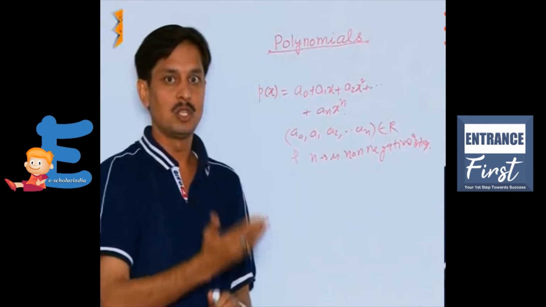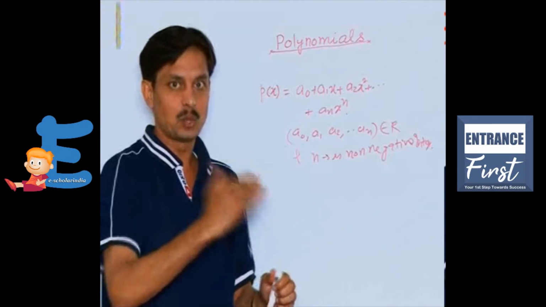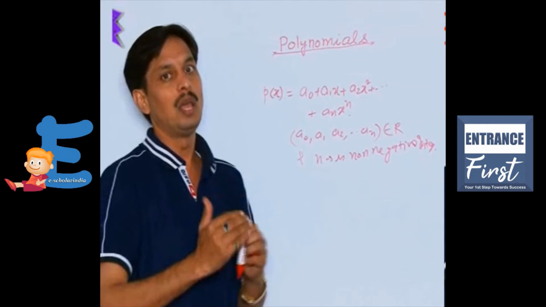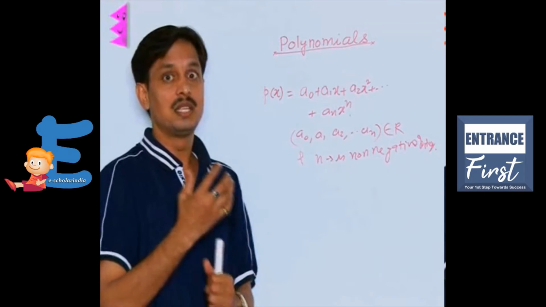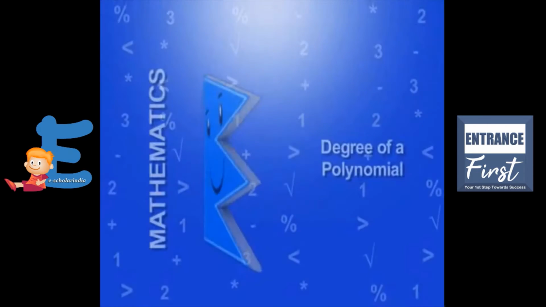If it is in X, it is a polynomial in X. If it is in Y, a polynomial in Y. If it is in X, Y and Z, it is a polynomial in X, Y and Z. Now I will discuss the properties of a polynomial, that is, what the degree is and what the zeros of a polynomial are.